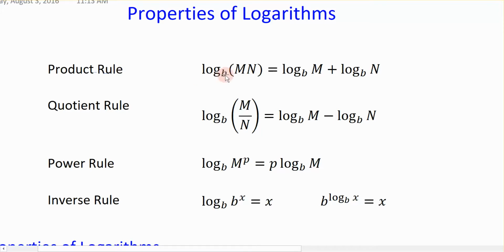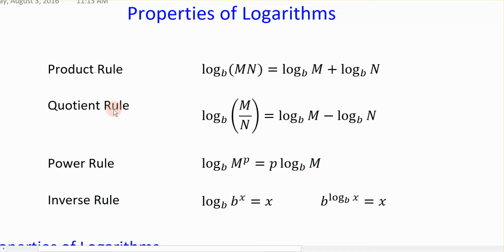The product rule for log says log base b of argument m times n, I can rewrite that as log base b of the argument portion m plus log base b of n. So similarly to exponential properties, when we are multiplying the argument, we can write it as the sum of two separate logs, each of these having the same base though.